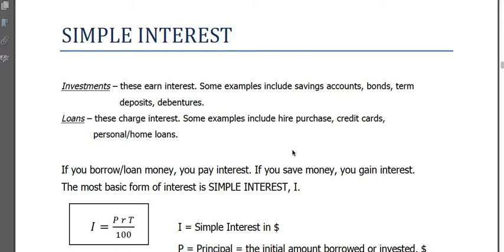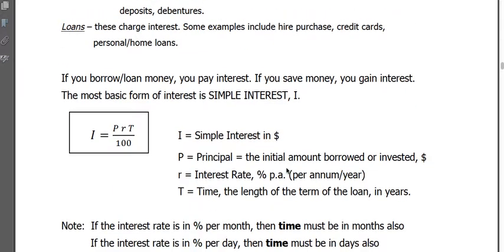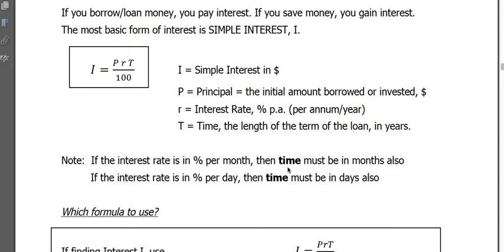So what I'm going to do is take you through the most basic form of interest, and that's called simple interest. Now, simple interest is calculated just on the principal. The principal is the initial amount that you've borrowed or invested. So if I go to that bank and I ask for $1,000, the principal would be $1,000. That's the amount that I have borrowed at the start. Or if I open a savings account and put $1,000 in that, the principal again is $1,000, because that's the initial amount that I have put into the account.